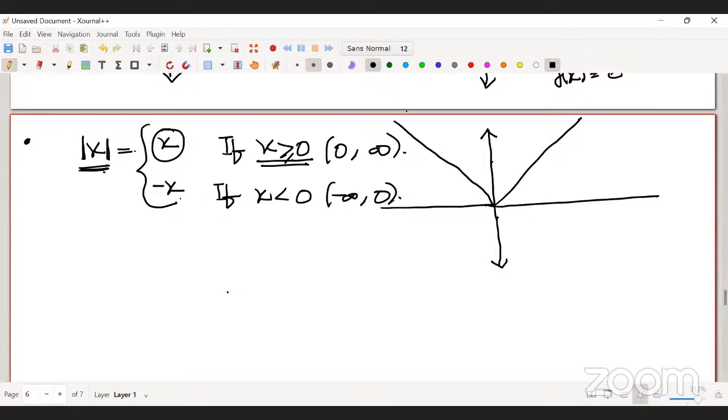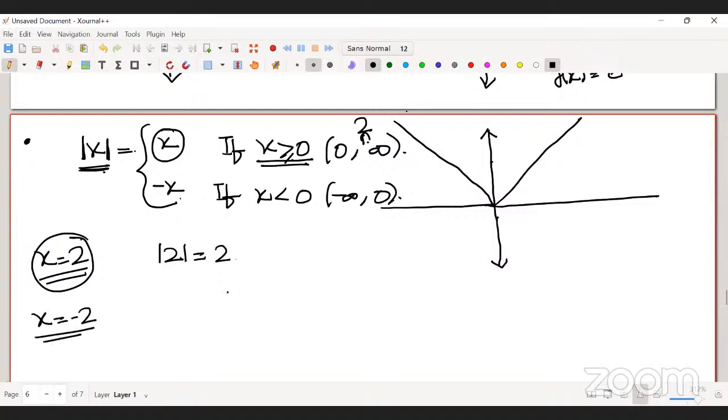But in this region, my value of function is something different. It's minus x. For example, if I take x equal to 2, what is mod of x? 2, because 2 falls in this region, and according to this, I have defined that the value of the function is x, and here x is 2. That's why modulus of 2 is 2.